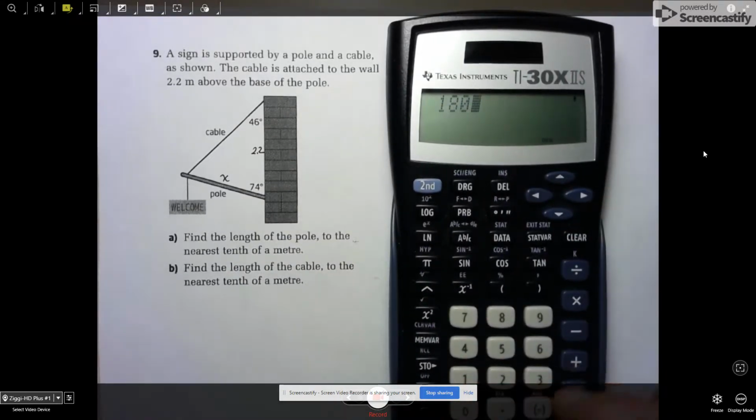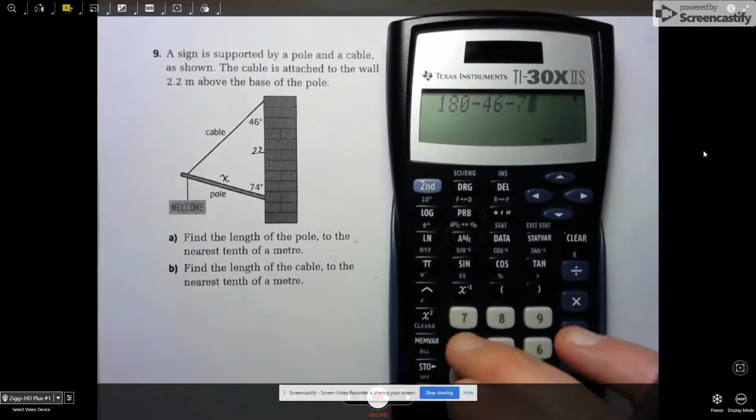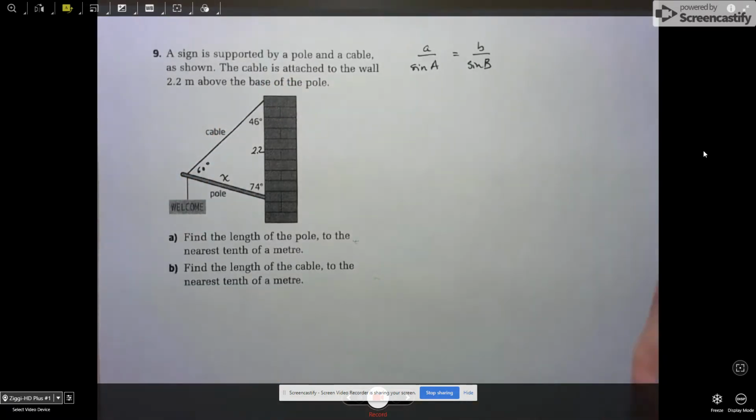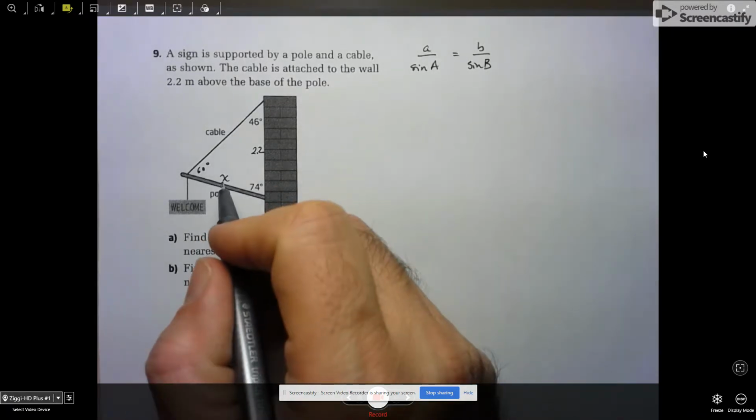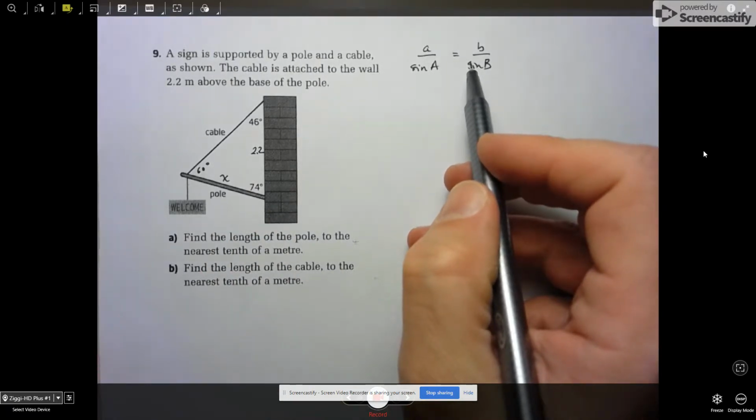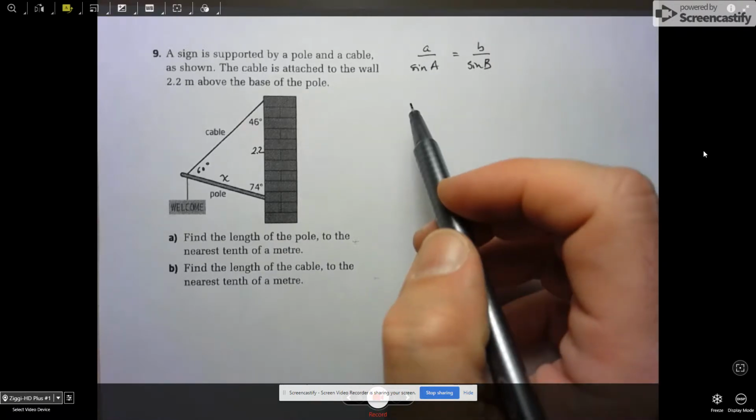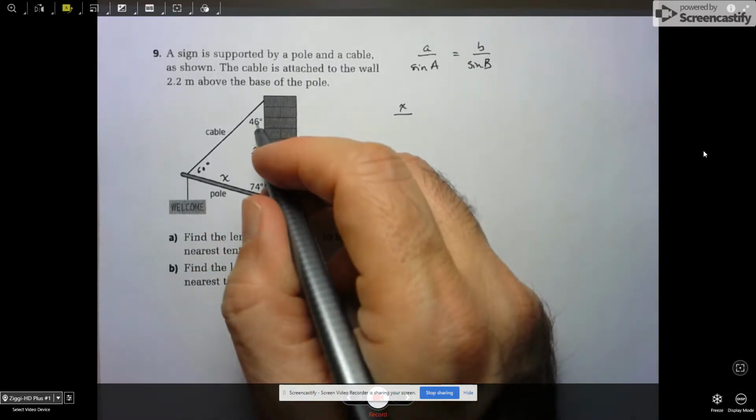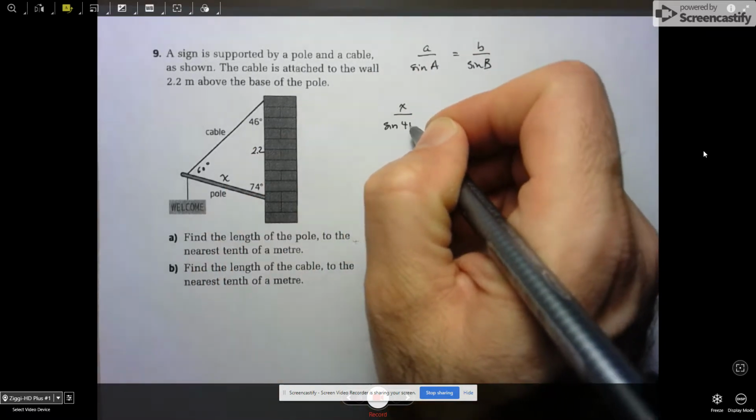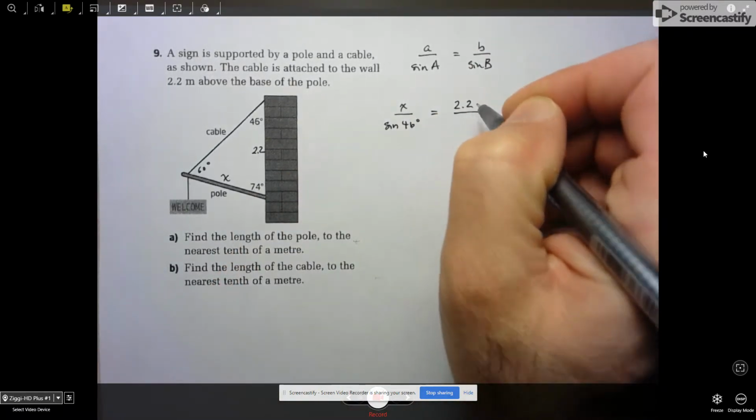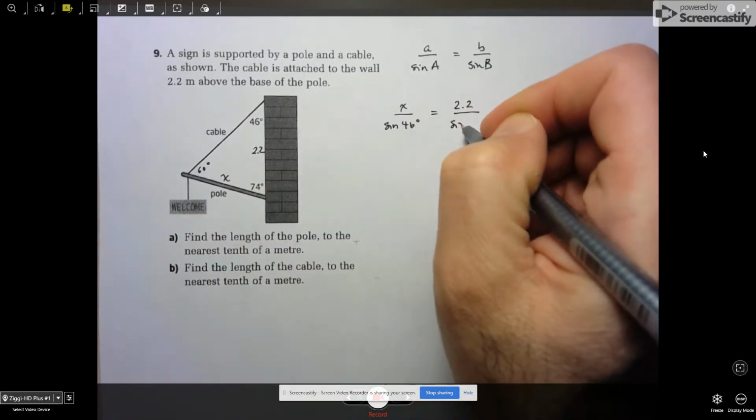So let's start by doing 180 minus 46 minus 74 to get that missing angle there. So this is 60 degrees. And so now I have enough information to solve this problem. Now, because my variable is a side length, I'm going to use this version of the equation so that I've got my variable in the numerator. So let's start here. x is my side length divided by the sine of its opposite angle, so sine of 46 degrees, is equal to the known side here, 2.2, divided by the sine of its opposite angle, which is sine of 60.